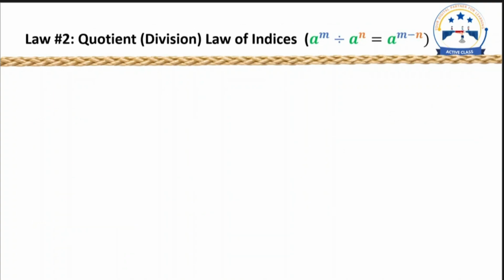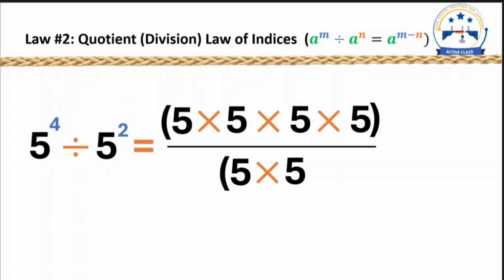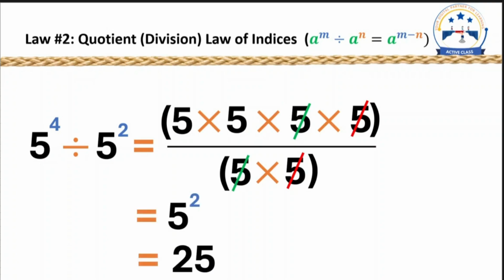What happens when dividing powers with the same base? Let's see. We are going to divide 5 power 4 by 5 power 2. The bases are the same, 5, the powers are different, and there is division. So let's try to divide. 5 power 4 means we multiply 5 four times, and 5 power 2 means we multiply 5 two times. Let's cancel the like factors. If we cancel the like factors from numerator and denominator, then there remain only two 5s.